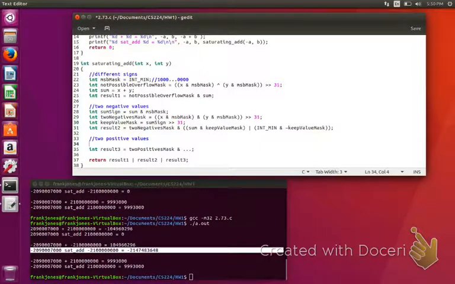So first, let's determine if we want to keep the value or not. Well, no, let's back up. Let's determine first if we have two positives. Two positives mask. How can we do that? Well, again, this is going to be kind of similar to what we did up here.